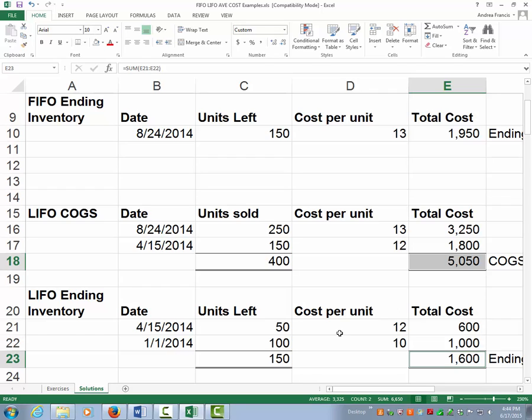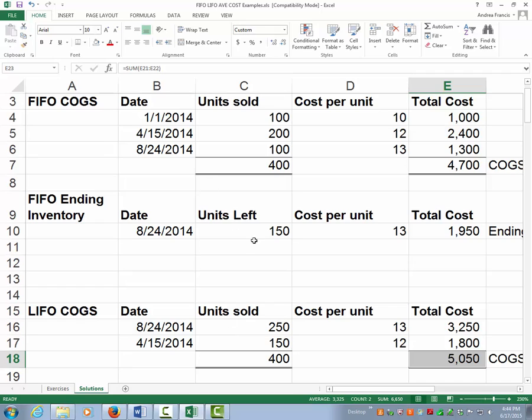So again, the main difference between LIFO and FIFO is that when we are calculating the cost of goods sold, FIFO assumes that the first units to be bought are the first to be sold, whereas LIFO assumes that the last units to be bought are the first to be sold.